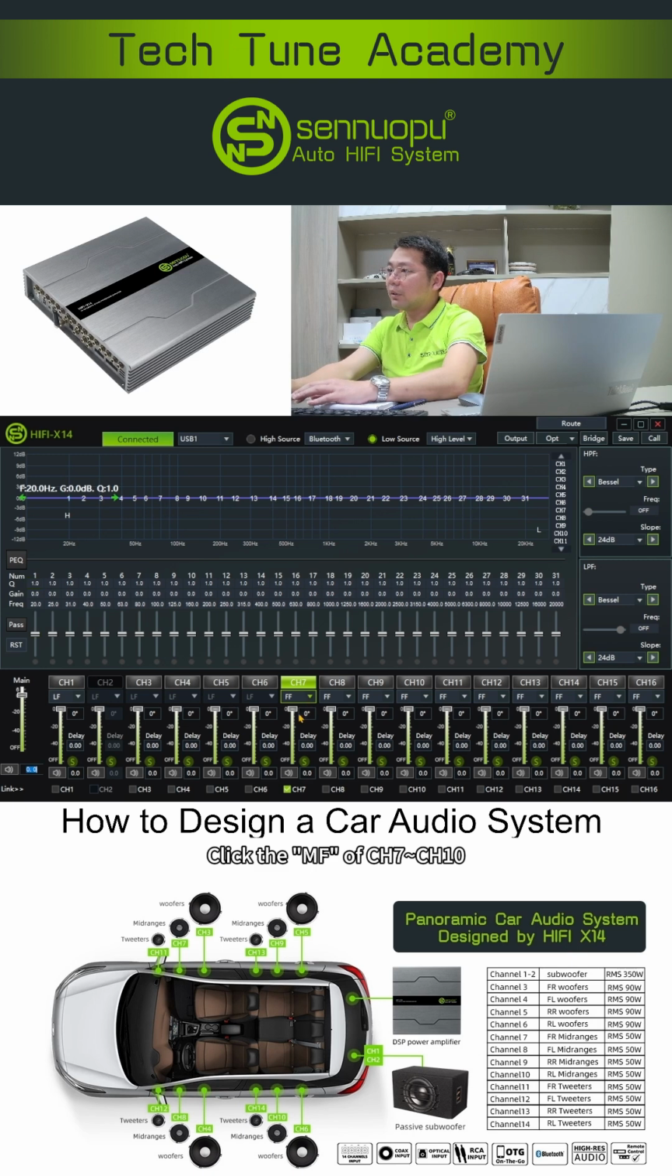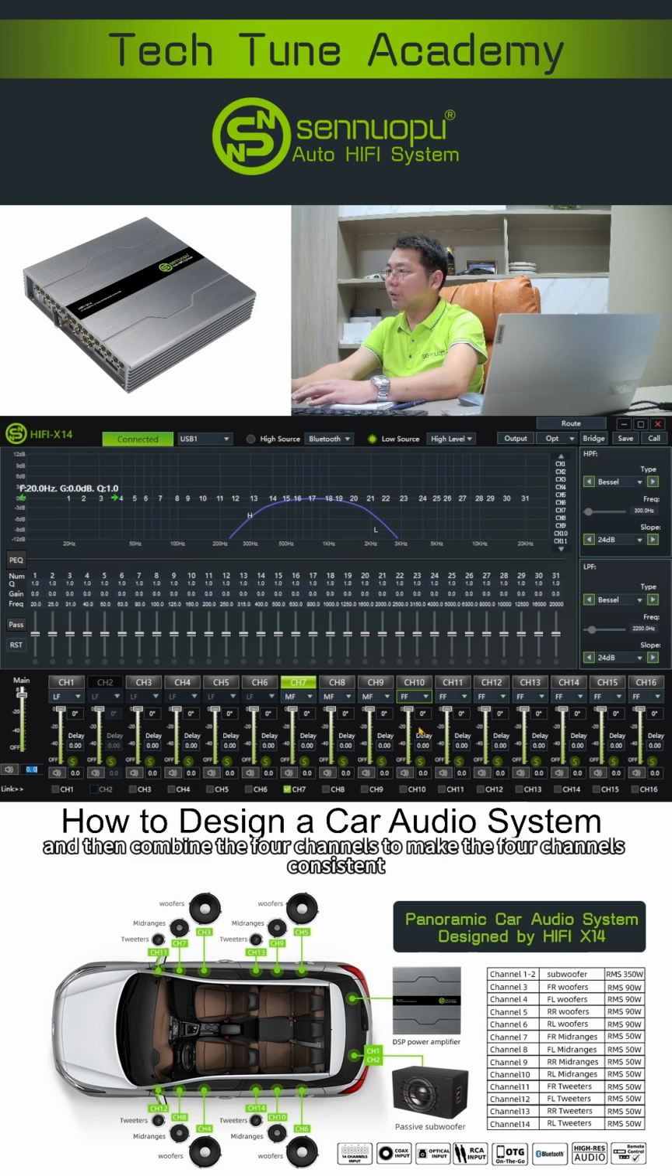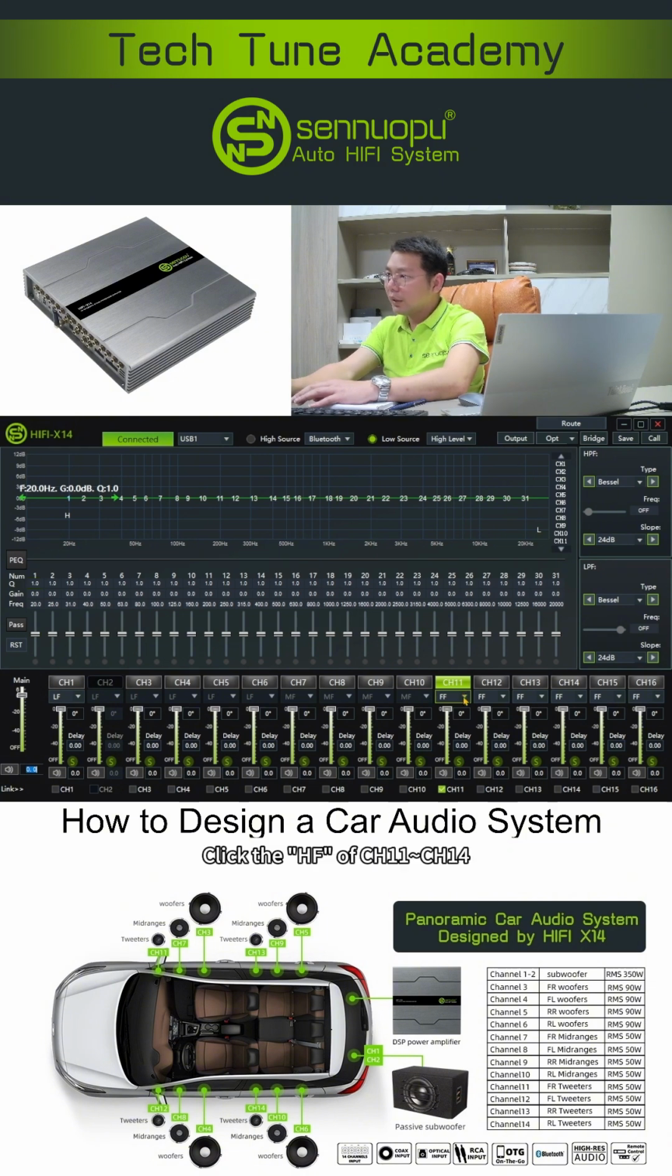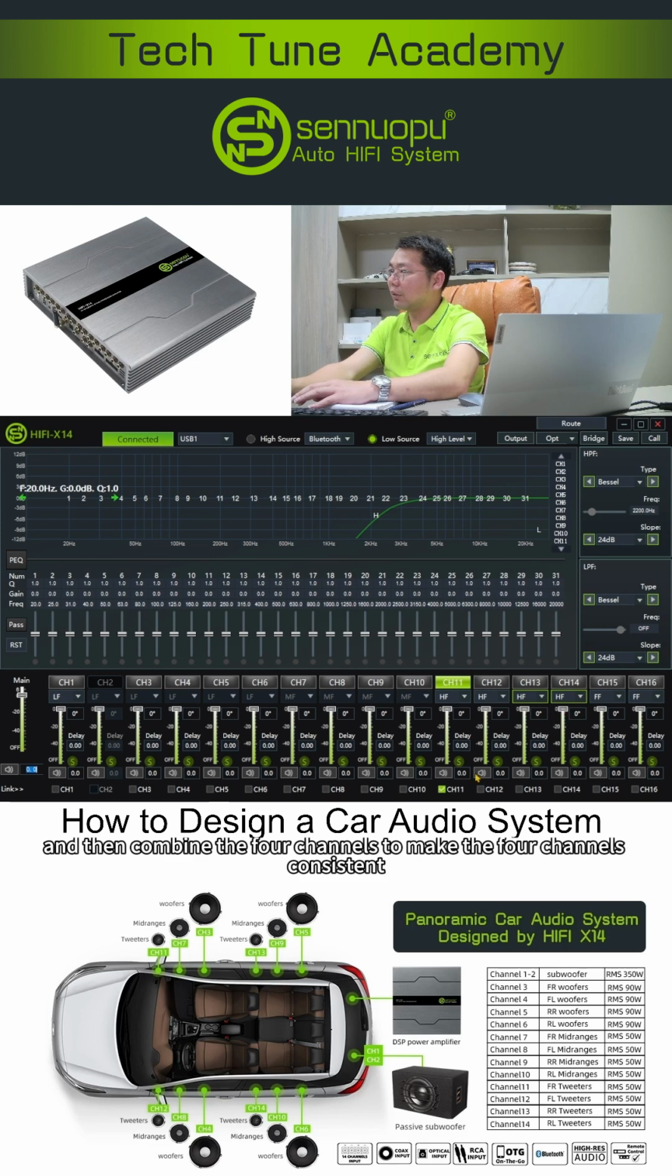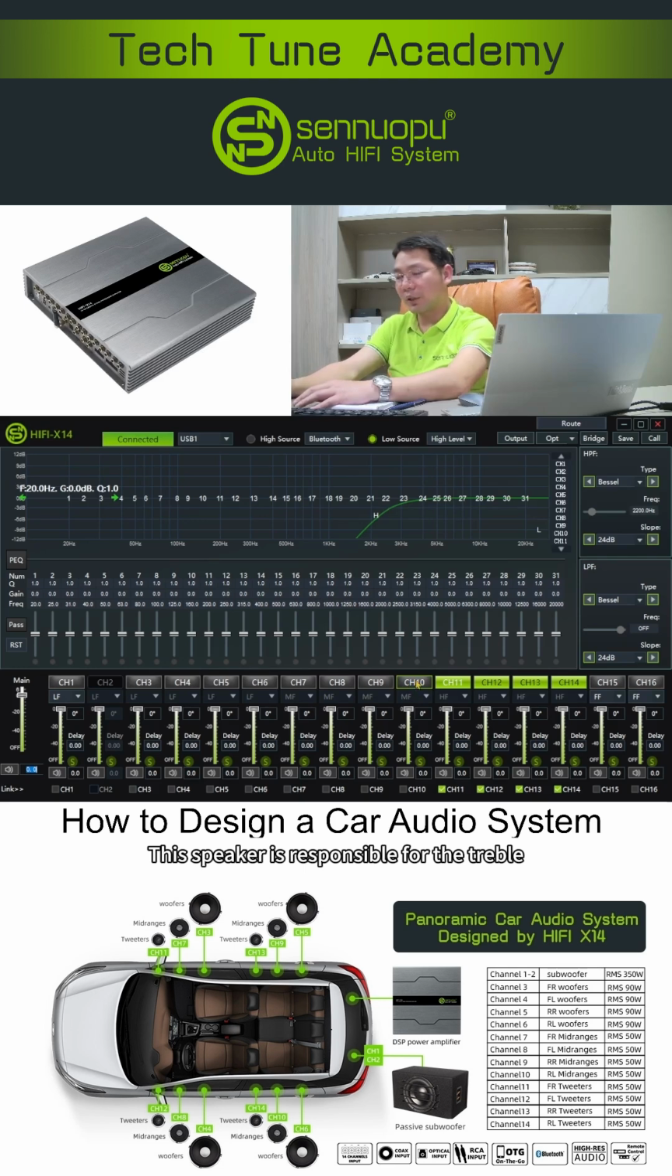Click the MF of 7 to 10, and then combine the 4 channels to make the 4 channels consistent. This speaker is responsible for the mid-range. Click the HF of 11 to 14 and then combine the 4 channels to make the 4 channels consistent. This speaker is responsible for the treble.